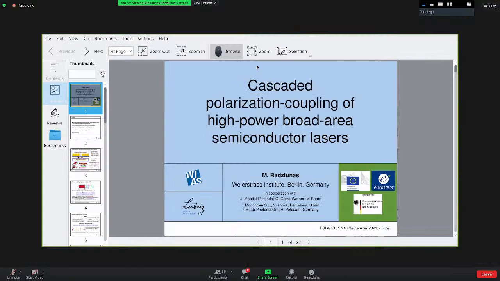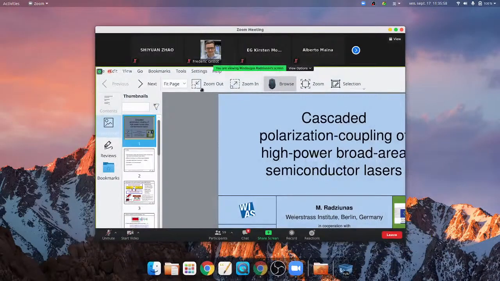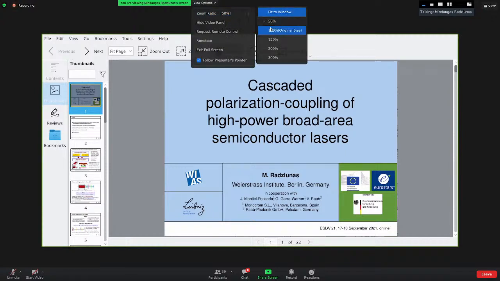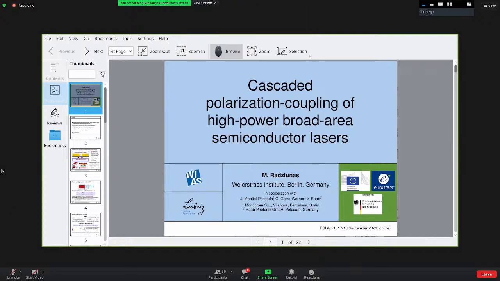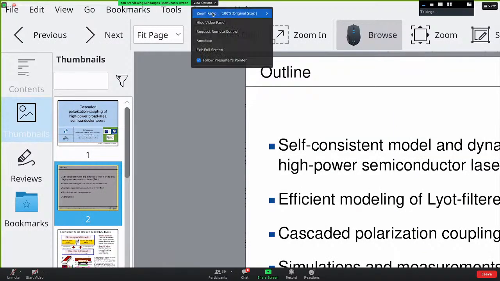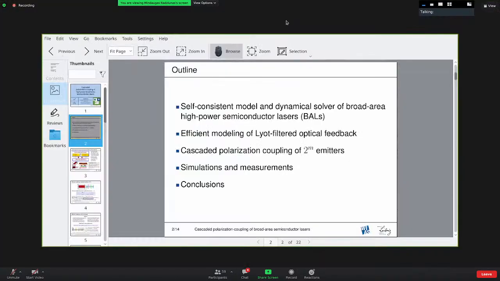In this talk, I will speak mainly about theoretical aspects of cascaded polarization coupling of high-power broad area lasers. The job was done in cooperation with several colleagues from the companies Monocrom and Rapp Photonics, in the frame of a Eurostars project. The outline is: first I will introduce the modeling approach, then I will discuss how to model a layered filter as optical feedback. Next, I will introduce cascaded polarization coupling of two power emitters, discuss some simulations and measurements, and conclusions will be drawn.